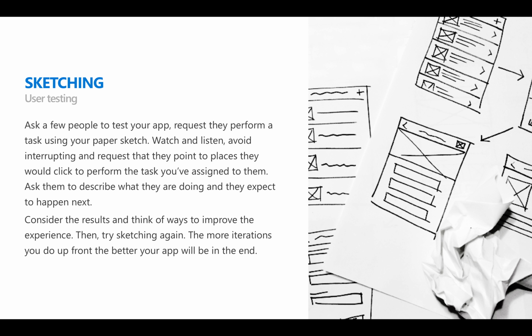So once you sketch something that makes sense to you, find someone who would be the end user or the ideal end user of your app, and give them a task that you need accomplished within the app. So if your app is checking out inventory, bring that paper app to the person you found to test, and ask them to accomplish checking out an item and just see how they perform. Do not interrupt them. Just watch and listen.